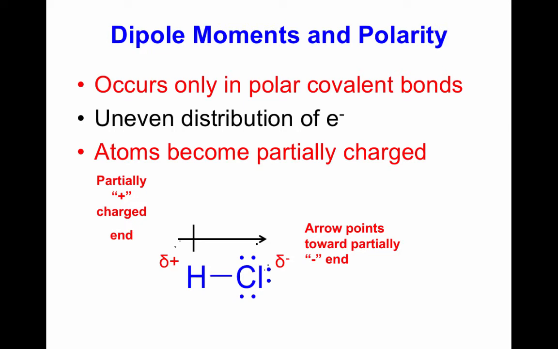You also can denote it with an arrow with a positive end on one side and the arrow showing the direction of the pole towards the slightly dipole negative side.